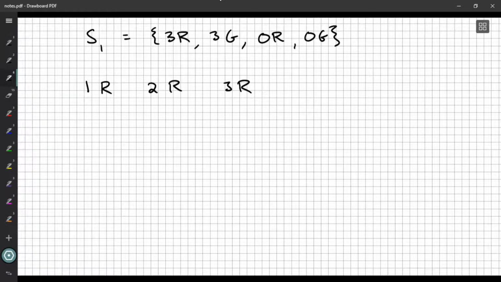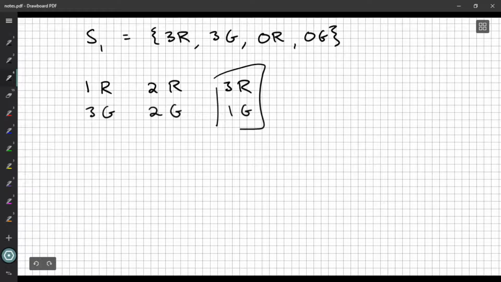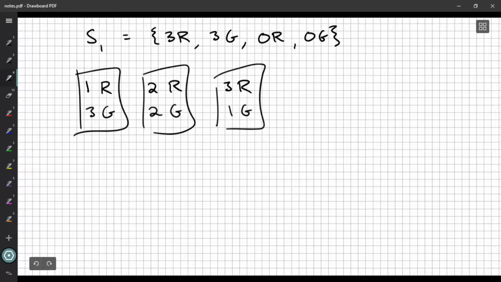So, what could we have then? If we've got 1 red, we have to have 3 green. If we have 2 red, we have to have 2 green. And if we have 3 red balls, we must have 1 green. So these are sort of package deals. These are the possible outcomes: getting 1 red and 3 green, getting 2 red and 2 green, or getting 3 red and 1 green.